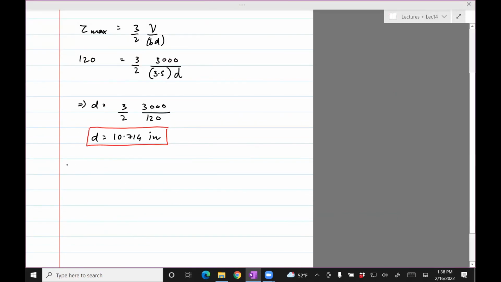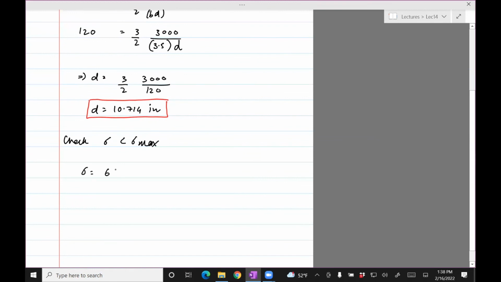Okay, that's the design. Check sigma is less than sigma max. For that, I write the formula for sigma, it's 6m divided by bd squared. When I use the m, I need to use the maximum m. So we remember it was 7.5 occurring right at the middle. So 7.5 times 1000 times 12 to convert into IPS. B is 3.5, D is 10.714 squared.